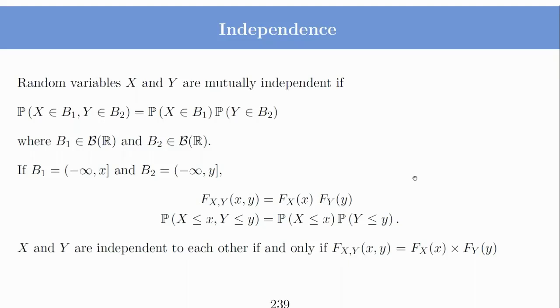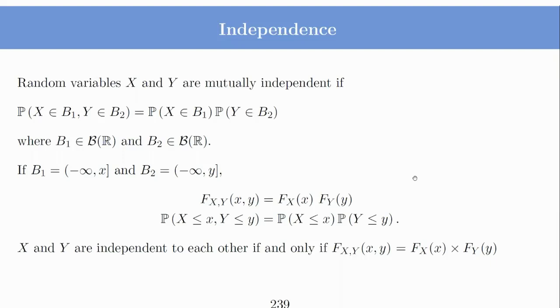So let us take B1 equal to (minus infinity, x] and B2 equal to (minus infinity, y]. Then the probability that X belongs to B1 and Y belongs to B2 is nothing but the probability that X is less than or equal to small x and Y is less than or equal to small y, which will be nothing but the joint CDF of X, Y at x comma y. Similarly, the two terms on the right would be equal to the CDF of X and the CDF of Y. So the equivalent condition would be that the joint CDF at x comma y is equal to the CDF of X times the CDF of Y, respectively at x and y.